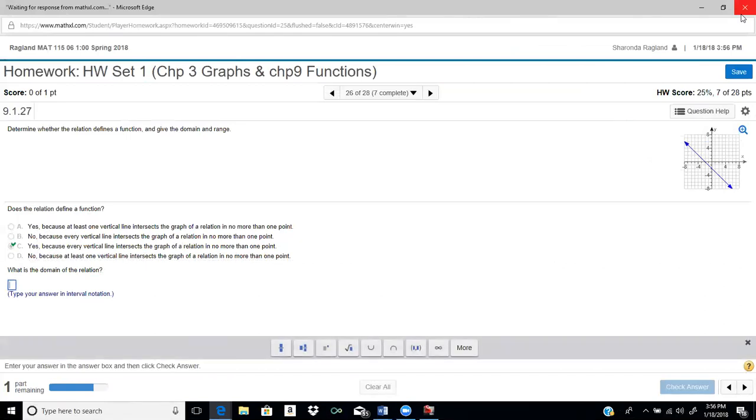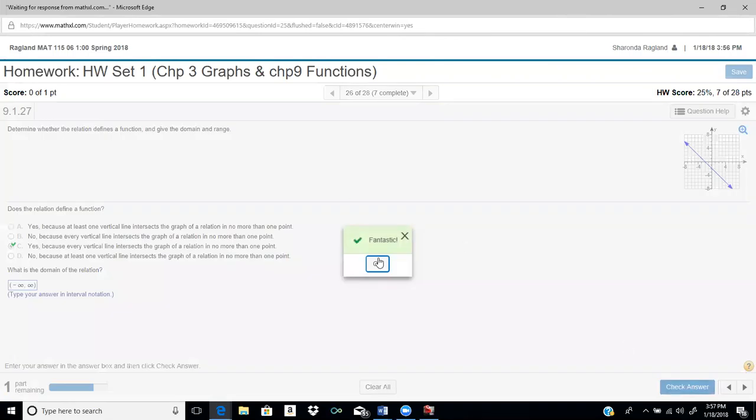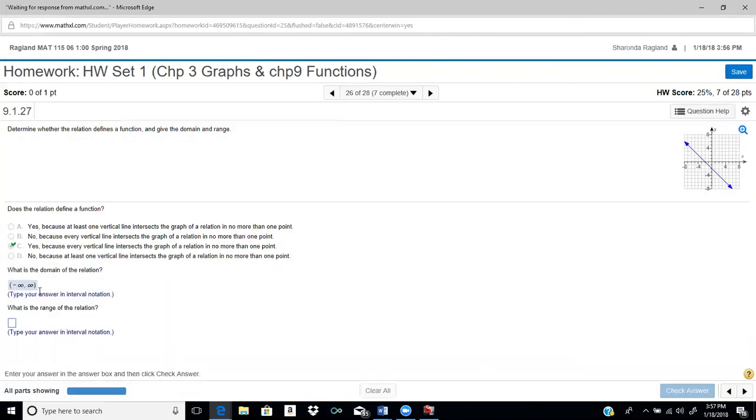And you can use your computer. So open, and then I'll hit the negative on my computer, and then hit this infinity, and then comma, and then hit positive infinity, and I'll close it with the bracket above my 0. So we'll check that and see if we're correct. Good, fantastic. And now the range.